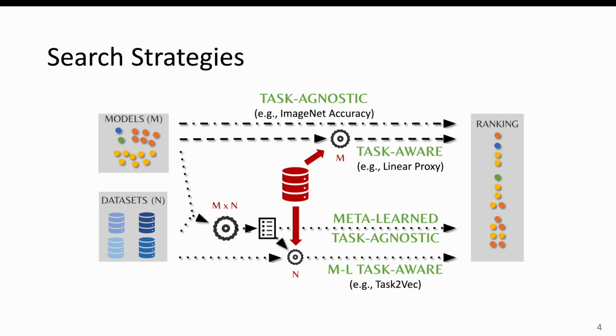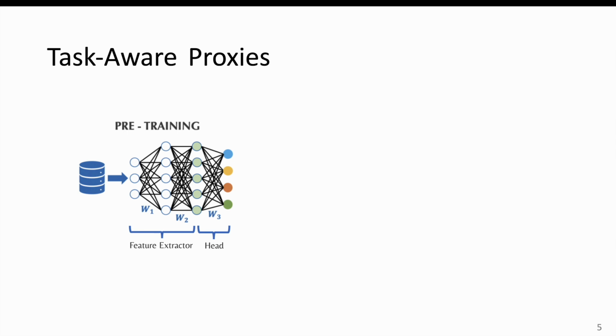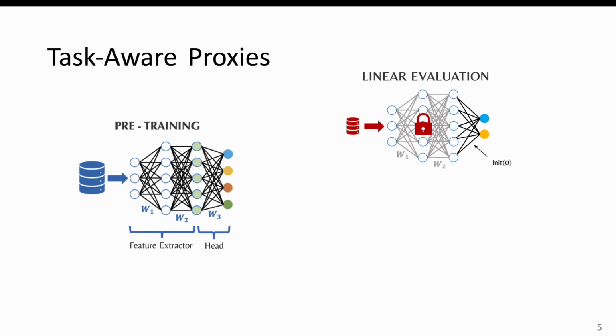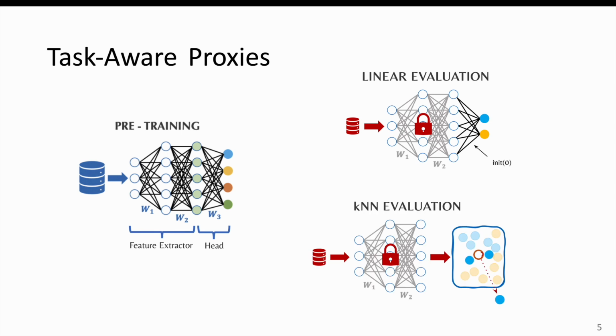Let us look at two task-aware search strategies because these are widely used in practice. The first task-aware search strategy is linear evaluation, where instead of fine-tuning the whole neural network, we freeze the feature extractor and only train the linear head, making it much cheaper compared to fine-tuning the whole model. And the second one, we can even deploy another, in this case cheaper, classifier instead of a linear classifier by, for instance, getting the KNN accuracy.